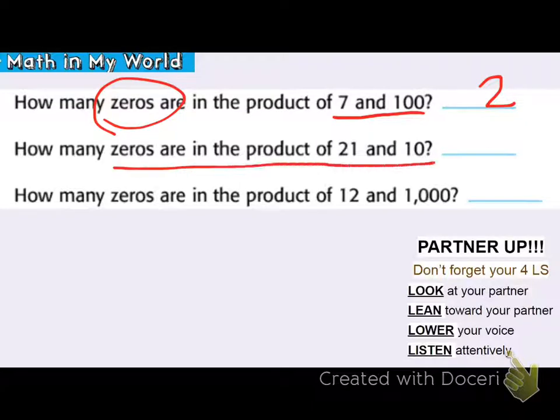How many zeros are in the product of 21 times 10? Well, it's a multiple of 10 and I only have 1. So then there's going to be 1 zero. Or 21 times 10 is 210 with 1 zero.